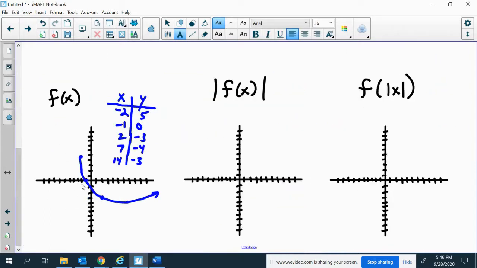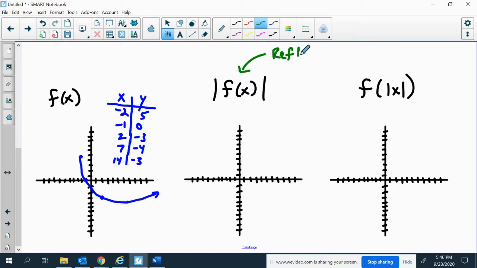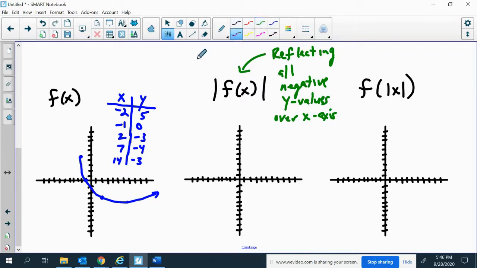So I've copied f of x down here. The absolute value of f of x is essentially reflecting all negative y values over the x-axis. So if we look at this function, -2, 5 is still on the function. -1, 0 is still on the function.